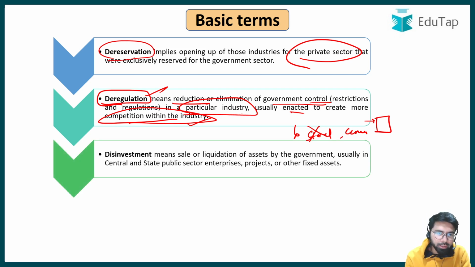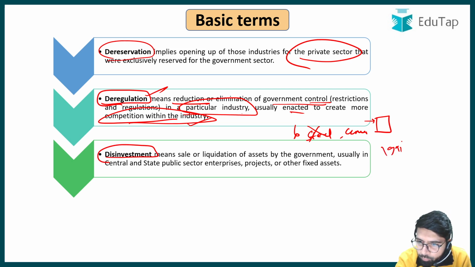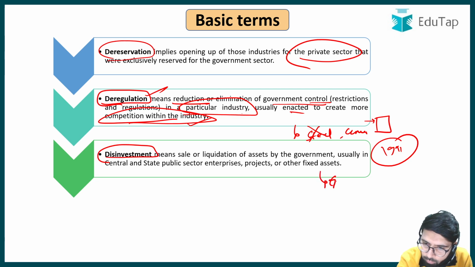So that is deregulation. And there comes disinvestment. We know that till 1991 the government had control of the commanding heights within the economy.